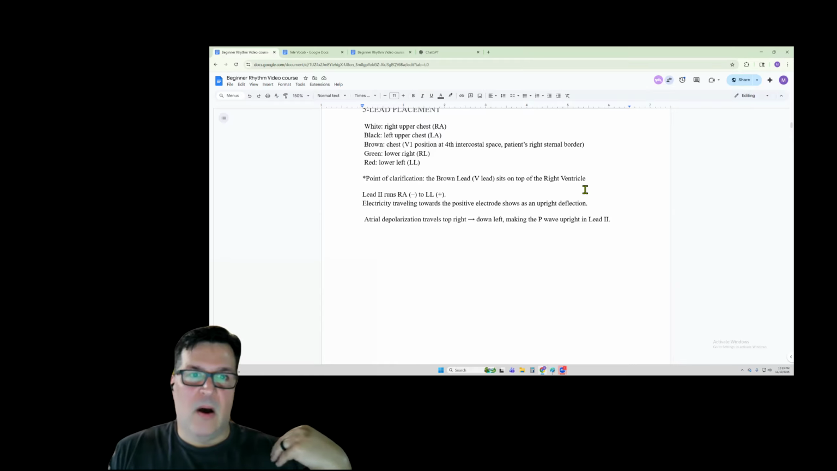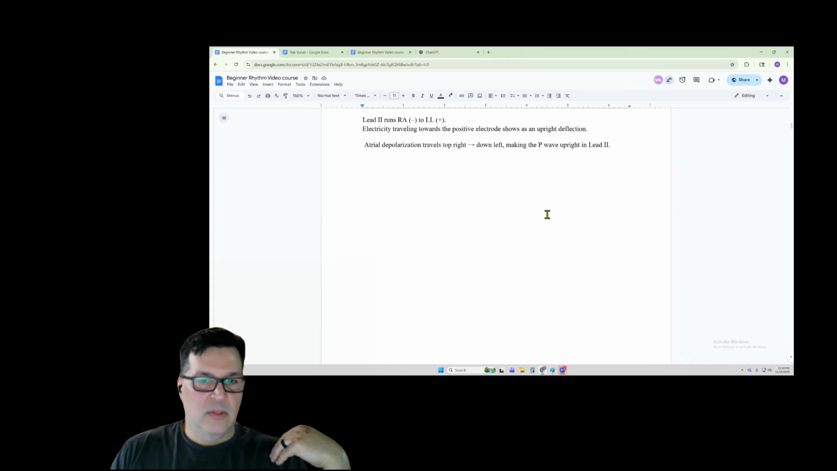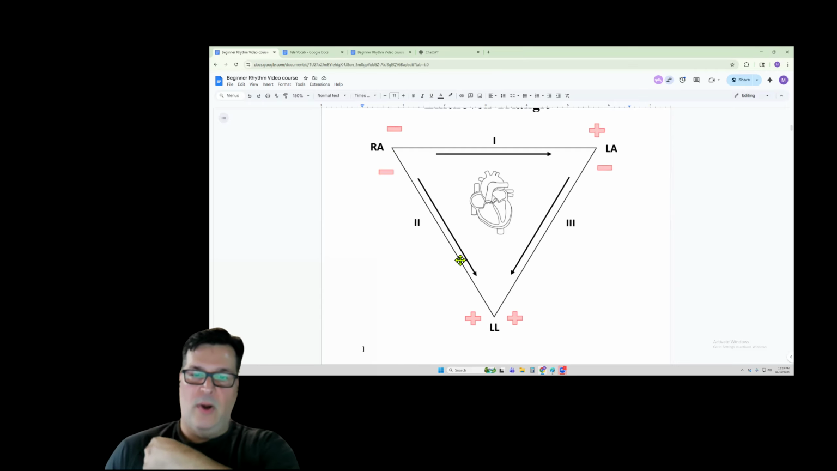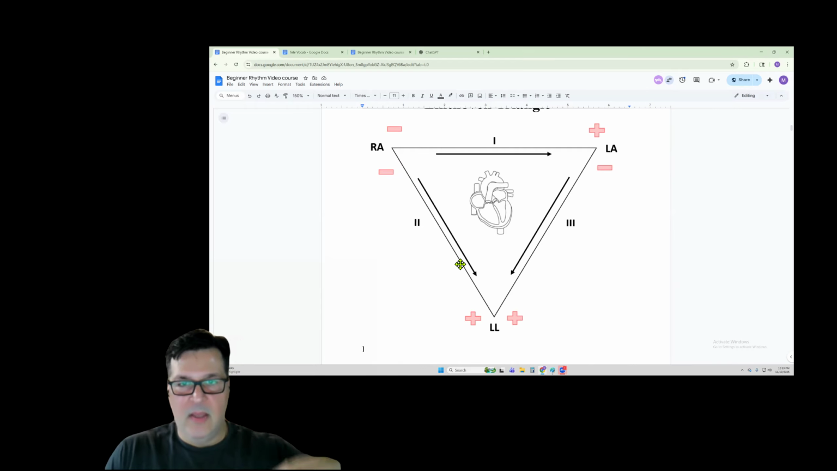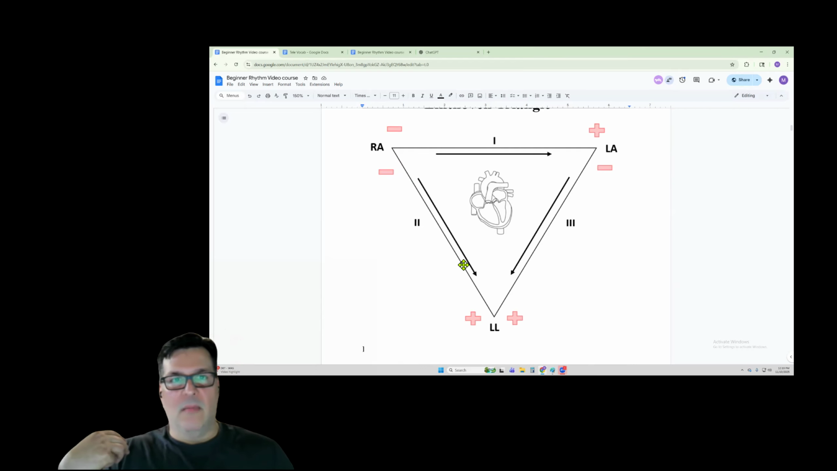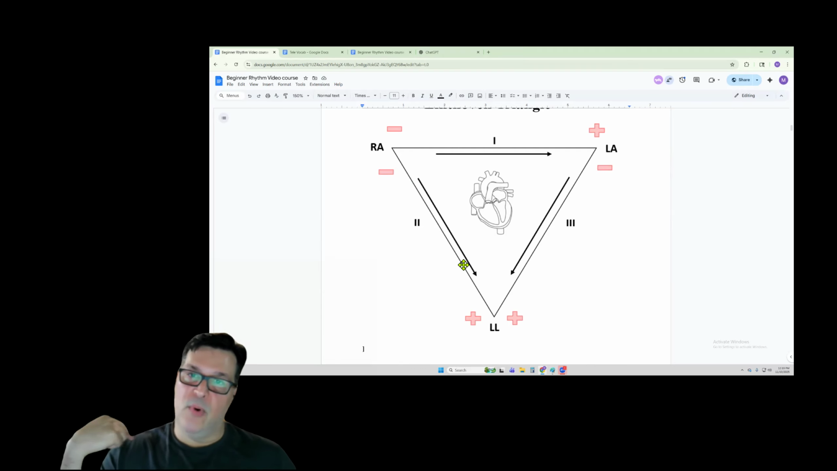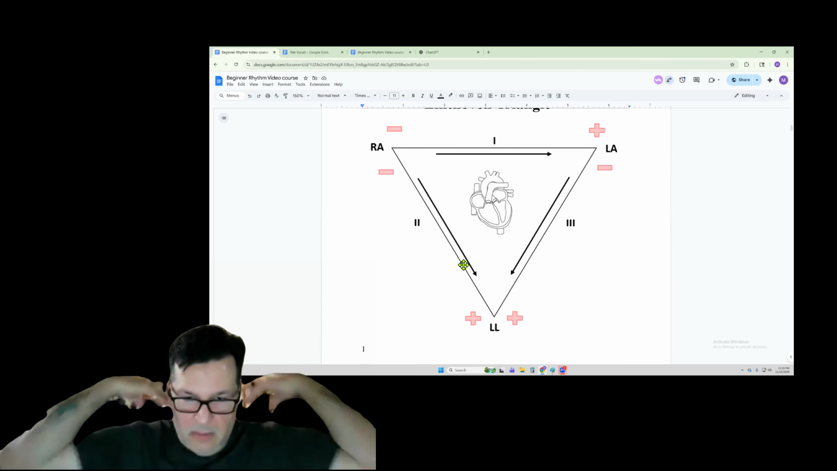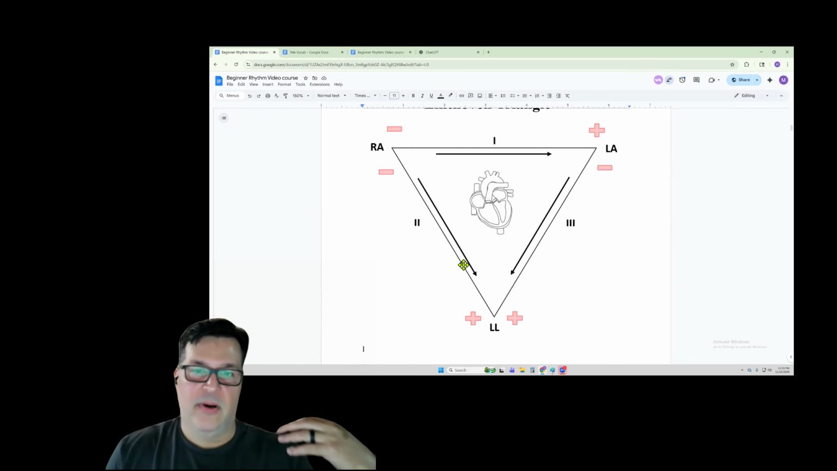Let me go to the diagram. So these leads, like lead 2, comes across here. So it comes across the white towards the lower left. So these leads are what you call bipolar leads, because it's using 2 points of reference to get the impulse from the heart, right? And they can be on the back, they can be anywhere surrounding.